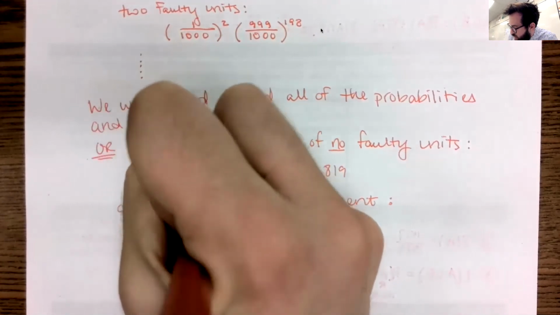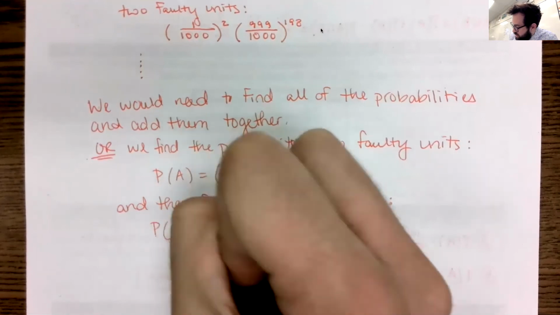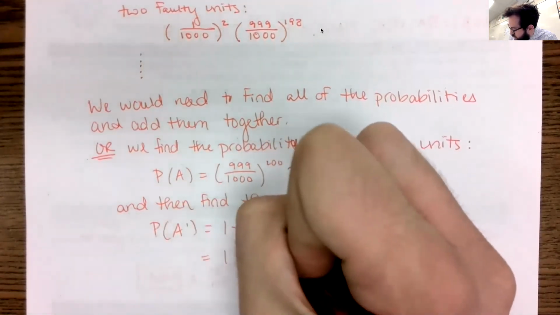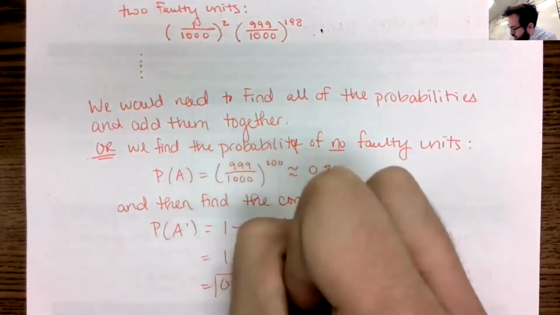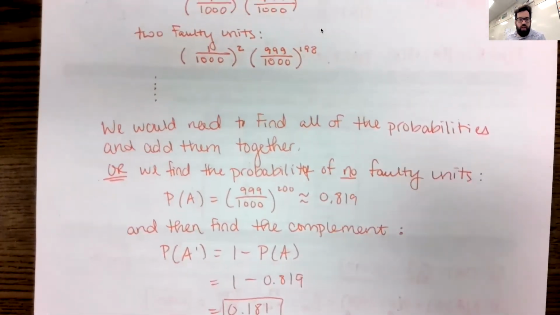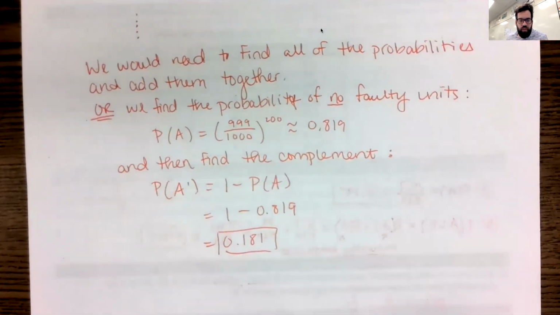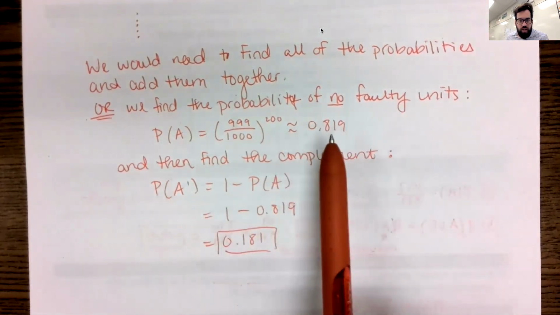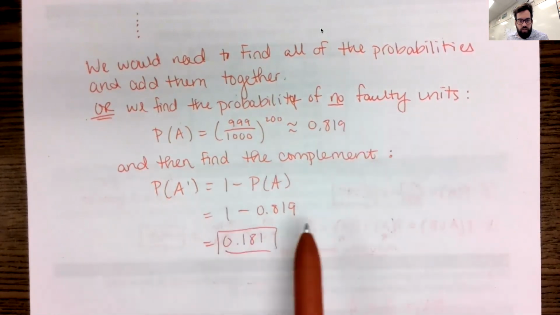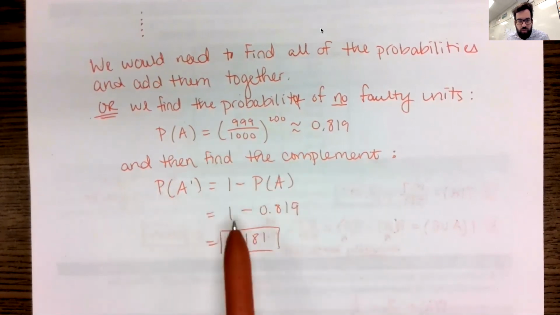Remember, that's A prime. So the probability of A prime is 1 minus the probability of A, which in this case is going to be 1 minus 0.819. So we get 0.181 as our final answer, which was much simpler than finding 200 of these calculations and then adding them all together, right? Because, you know, the options out of 100%, there's going to be a certain percent that have no faulty units, and there's a certain percent that have any number of faulty units, right? Those are the only two options. So if we do 100% minus that, we'll get our answer.